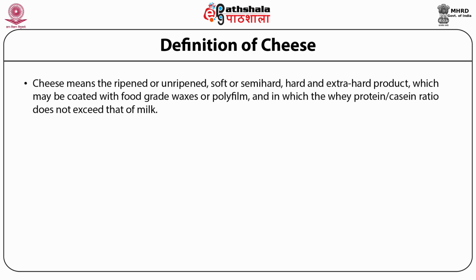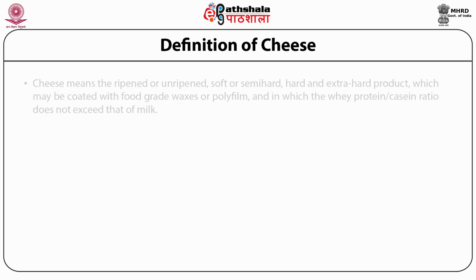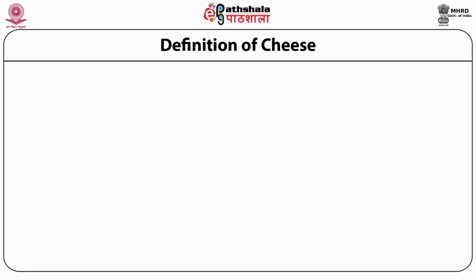Cheese means the ripened or unripened, soft or semi-hard, hard and extra hard product which may be coated with food grade waxes or polyfilm, and in which the whey protein to casein ratio does not exceed that of milk. Regarding the coating, in the olden days, we used to use wax so that there is no growth of molds and yeast on the cheese when we are keeping it, especially for ripening. However, with recent trends, we have come out with polyfilms, shrink wrapped, and then kept for ripening, wherein there is no need to go for any waxing at all.